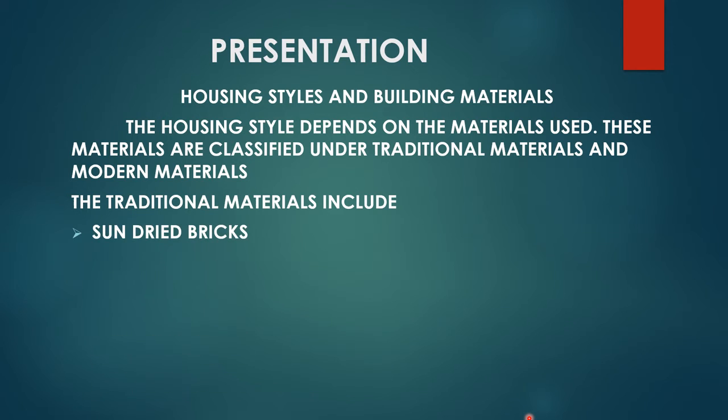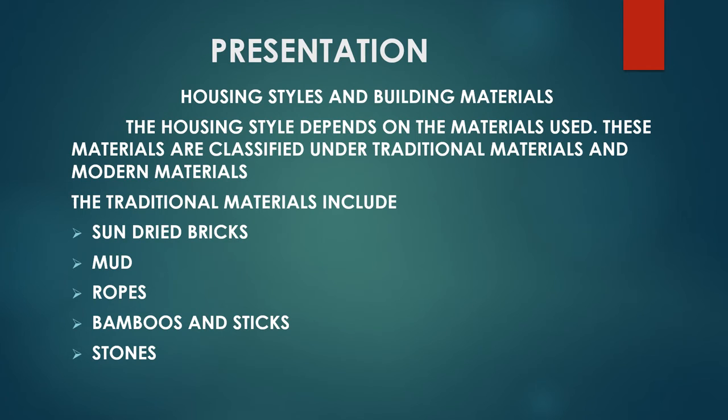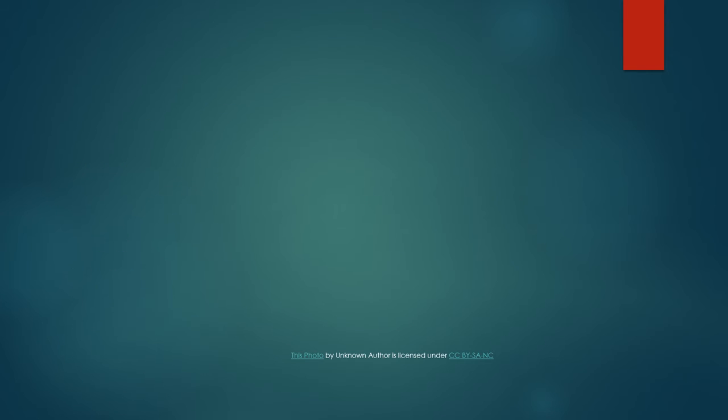We have first of all the sun-dried bricks. Many of us must have seen this before. It's called the sun-dried bricks, which consists of mud that is mixed with soil and water. We have the mud itself, which is used in building of houses. We have the rope. Some people do use ropes to build their houses. We have bamboos and sticks. People use bamboos and sticks in order to build their houses. We also have stones. And finally, we have grass and thatches. All these we are going to see in the images that I am going to present to you.